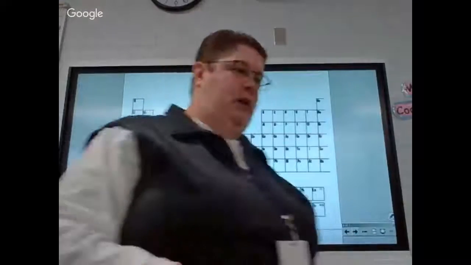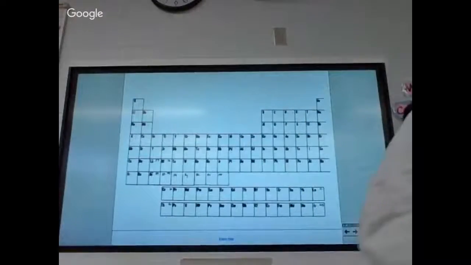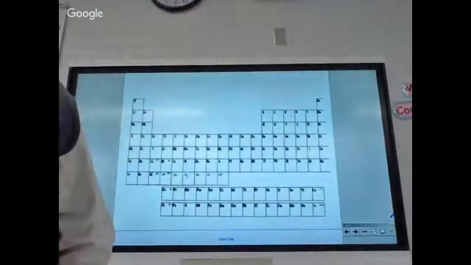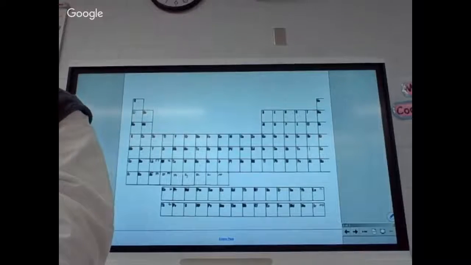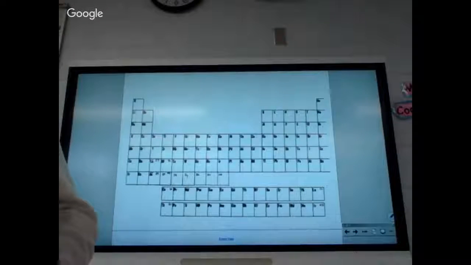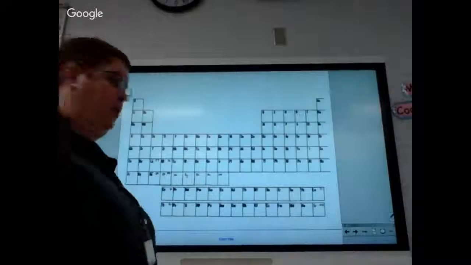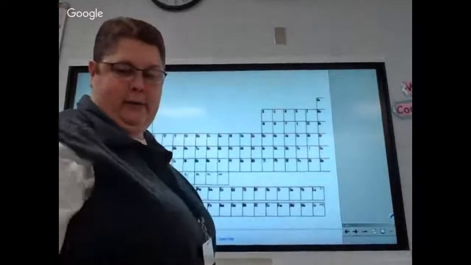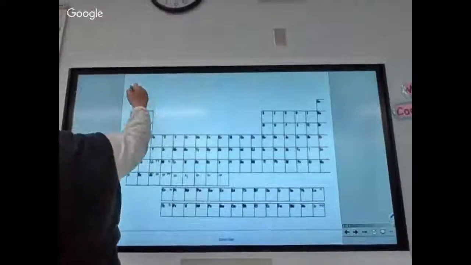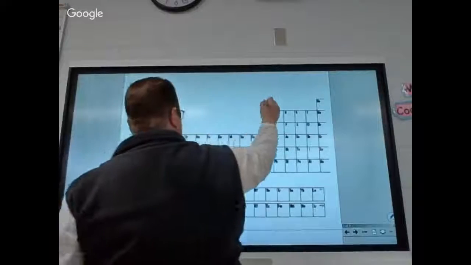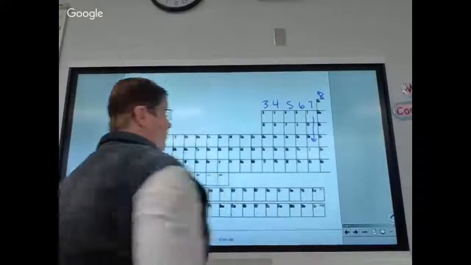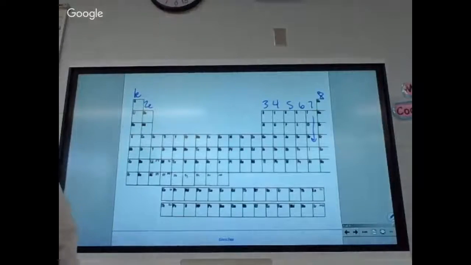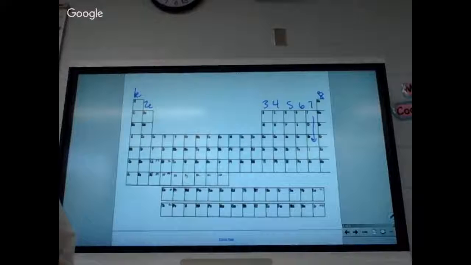All right, so if we look at the first question, the number of electrons in the outer shell of bromine should have been pretty easy. How many electrons are in the outer shell of bromine? 7. If you're struggling with that, 1, 2, 3, 4, 5, 6, 7, 8. Bromine would have 7.